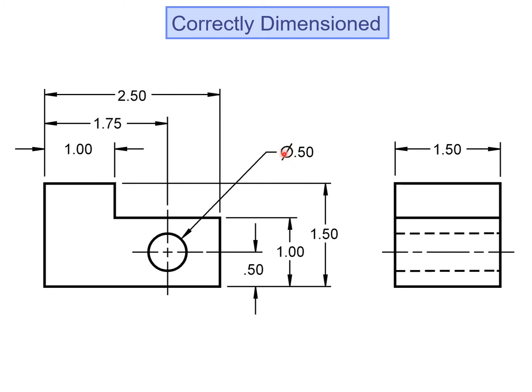We have the diameter symbol, but not a 0 in front of the decimal point. So this applies to any dimension lower than 1. Drop the 0.